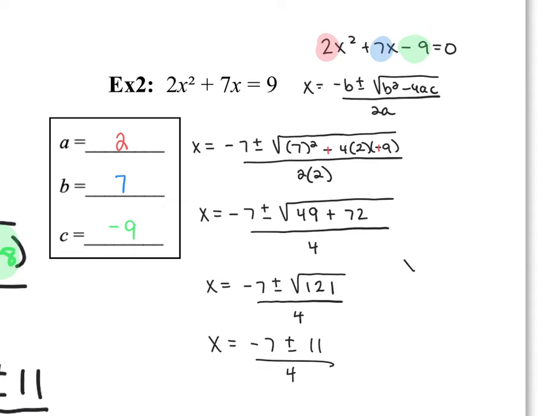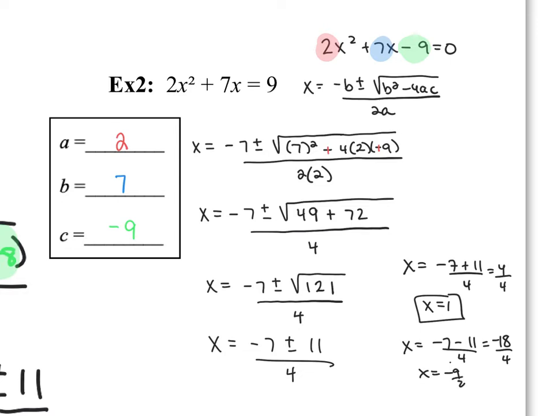And so your first root you'll find by doing negative 7 plus 11 over 4, which would be 4 over 4 for a root of 1. And then the next one would be negative 7 minus 11 over 4, negative 18 fourths, which would be negative 9 over 2. So again, even though I could make that a decimal, I try to avoid decimals at all costs. So my two roots here are 1 and negative 9 over 2.